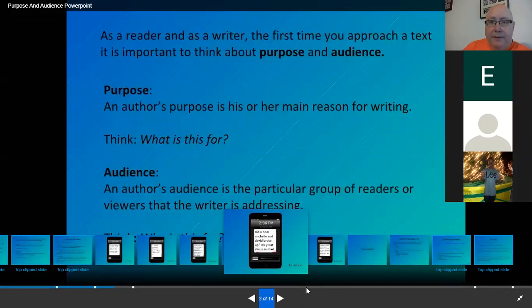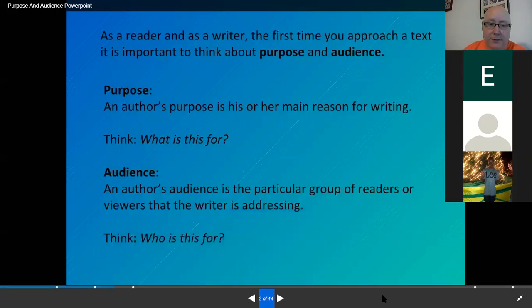As a reader and a writer, the first time you approach a text, it's important to think about purpose and audience. An author's purpose is his or her main reason for writing. Think, what is this for? Like a newspaper article is to inform. An author's audience is a particular group of readers or viewers that the writer is addressing. For example, the book The Outsiders is targeted towards a younger audience. Now it would be for older people because it was written in the 60s.